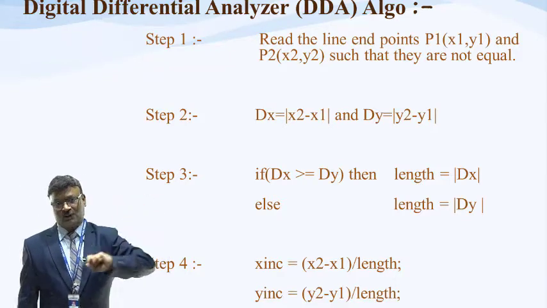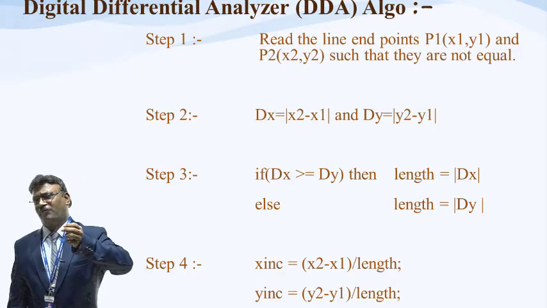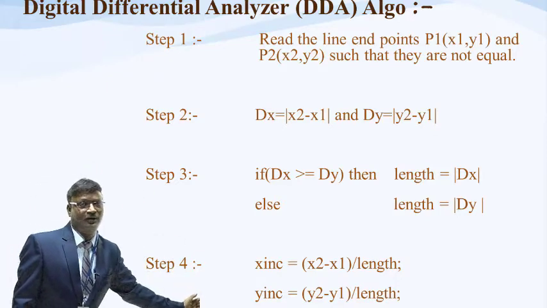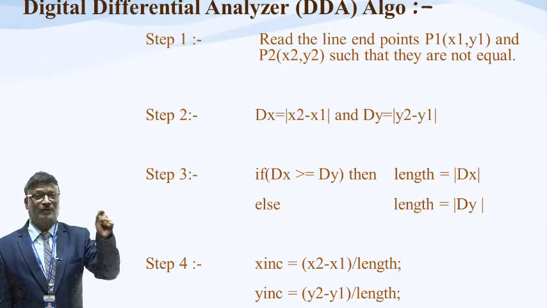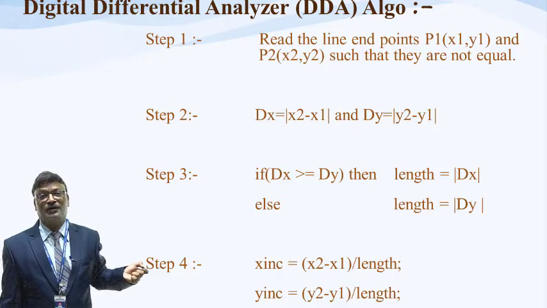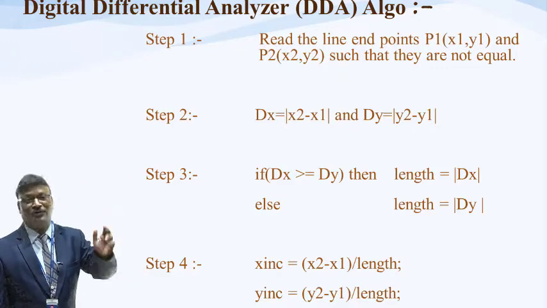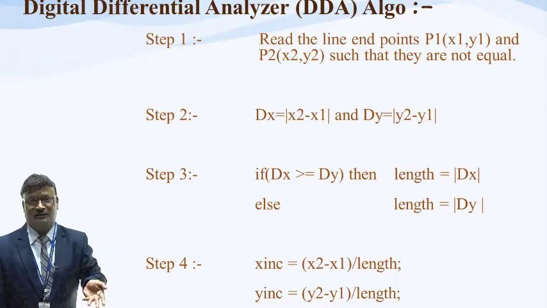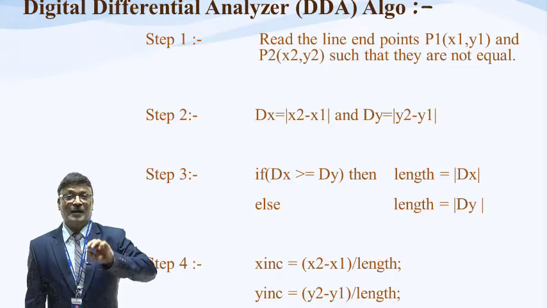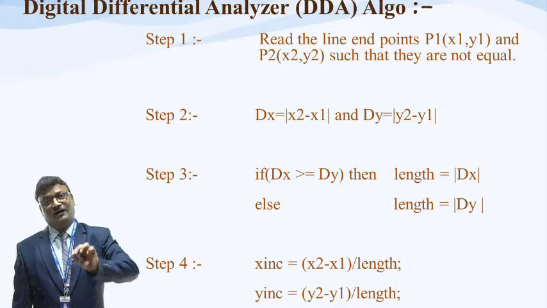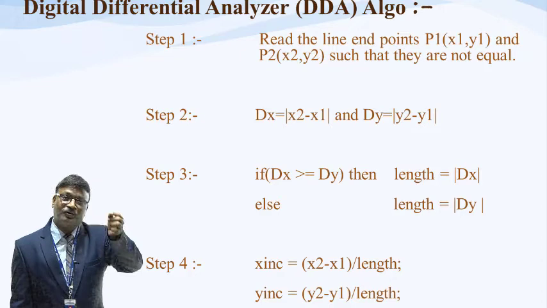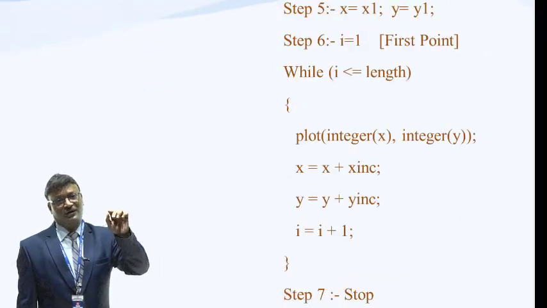Now you have to extend the line from point P1, that is my x1 y1 point, to x2 y2. For that I put some increment values, so I have considered an x increment and a y increment. How do you calculate them? By x2 minus x1 divided by length, and y2 minus y1 divided by length. Then you add the x increment and y increment to the x1 y1 point to reach the next point, and again put the next point. That is step number 5.